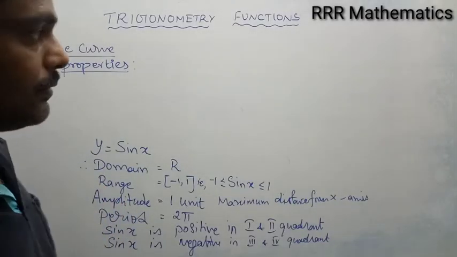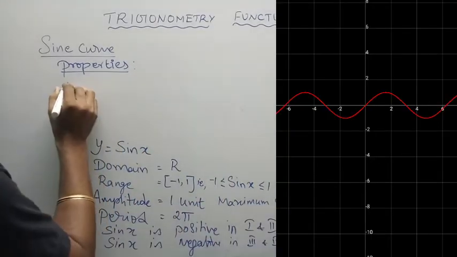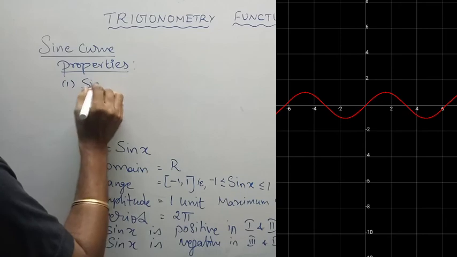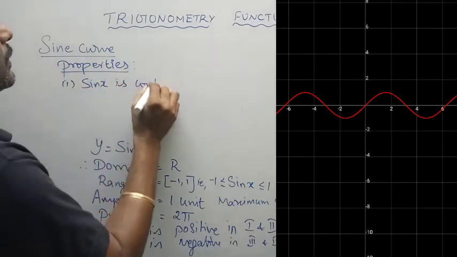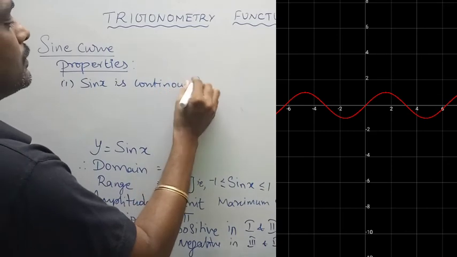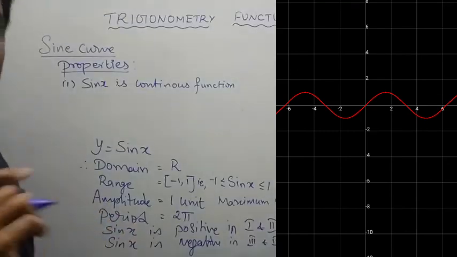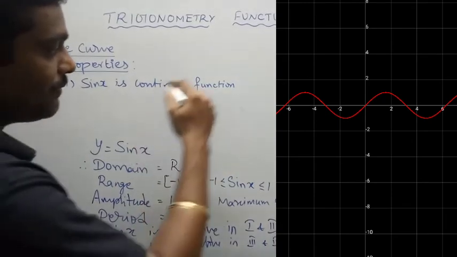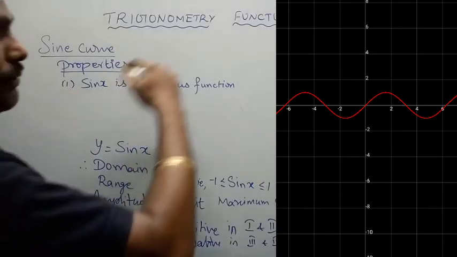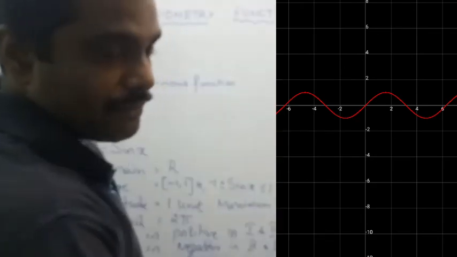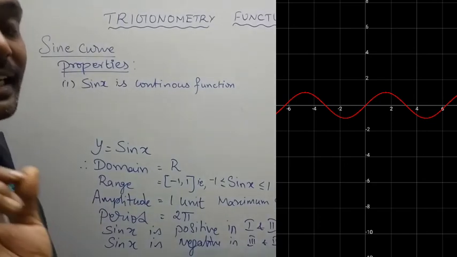Properties of the sine curve. Let us see the graph. I can say sin x is a continuous function, because when you see the graph, it goes in a wave movement without any break. It keeps on going like this without any break. So sin x is a continuous function.